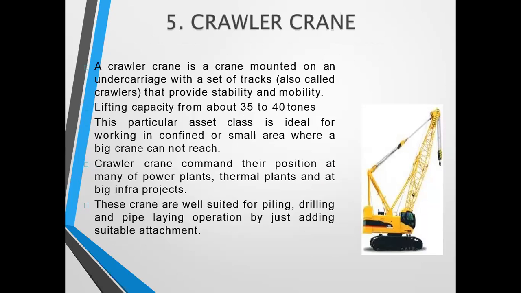A crawler crane is a crane mounted on an undercarriage with a set of tracks that provide stability and mobility. Crawler cranes range in lifting capacity from 35 to 40 tons. They have both advantages and disadvantages depending on their use. Their main advantage is that they can move around on the site and perform each lift with little setup.